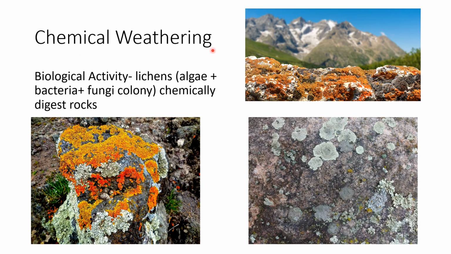Last type of chemical weathering is through biological activity. There's a certain type of organism called a lichen, which is essentially a symbiotic colony of algae and bacteria and fungi that all work together. And these things chemically digest rocks and eat them to get their minerals. So these are just some examples of what lichens can look like. These are pretty fancy lichens. This is probably the most common type of lichen that you'll see in Montana.